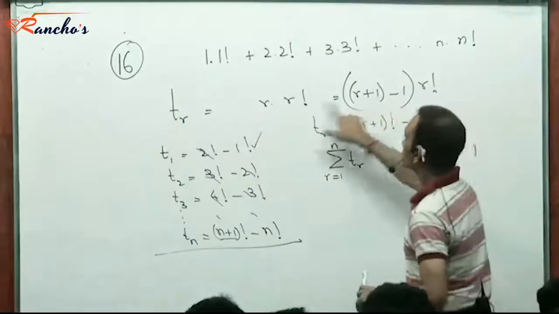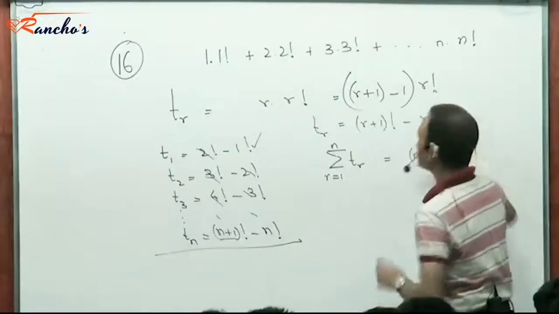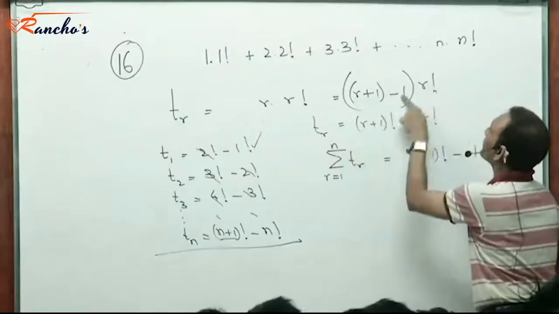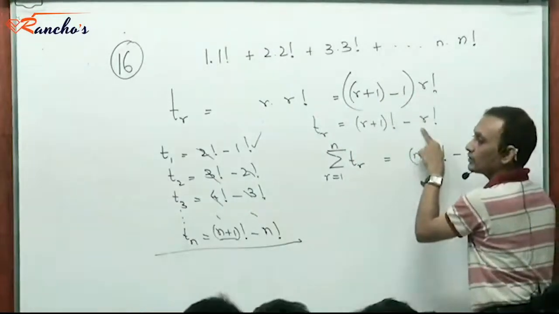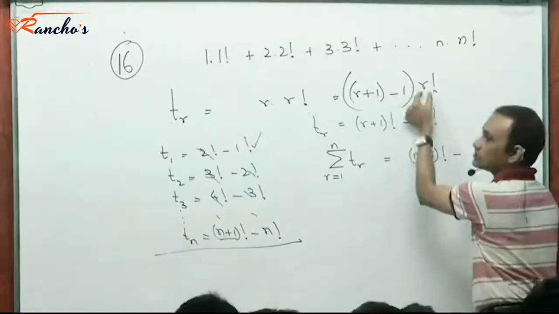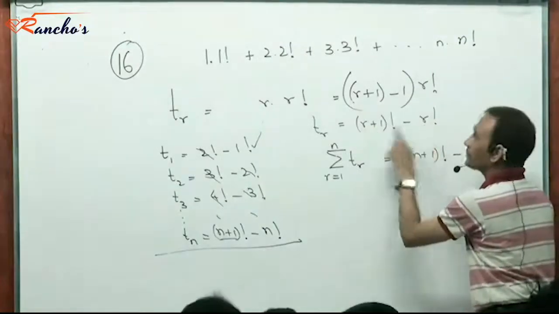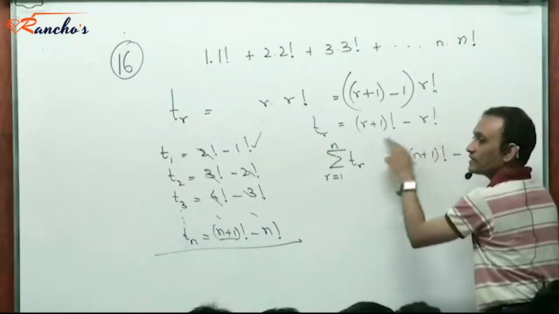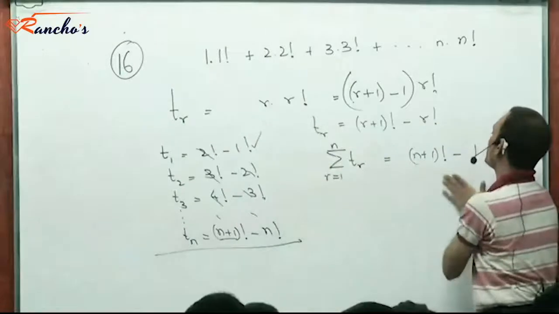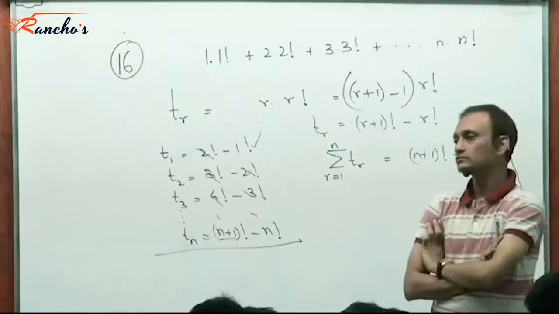This r I wrote as r plus 1 minus 1 into r factorial. Now r plus 1 into r factorial will be r plus 1 factorial minus r factorial. Right? Just multiplying this into this minus this into this. Put r equal to 1, 2 minus 1, then 3 minus 2, then 4 minus 3, and then n plus 1 minus n. If you add, a telescopic summation, n plus 1 factorial minus 1 is what is obtained. Clear?